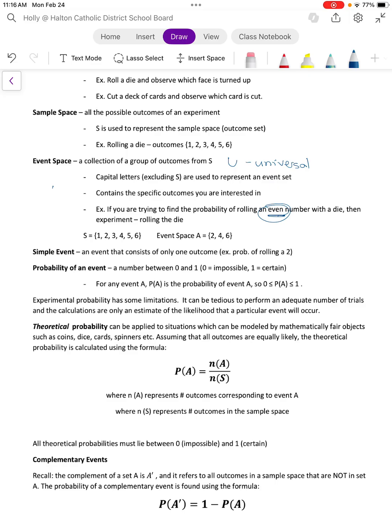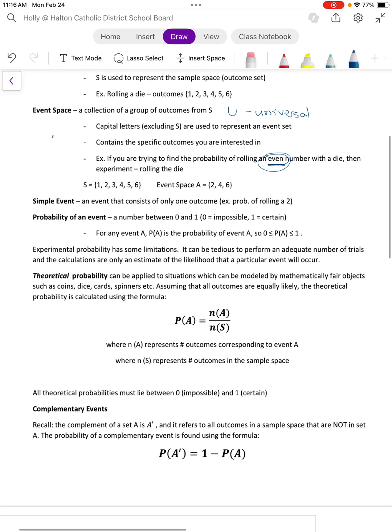So, theoretical probability can be applied to situations which can be modeled by mathematically fair objects such as coins, dice, cards, spinners, etc. Assuming that all outcomes are equally likely, the theoretical probability is calculated using the formula. The probability of A is the number of times A has occurred over the number of outcomes in the sample space. And all theoretical probabilities must lie between 0, which is impossible, and 1, which is certain.